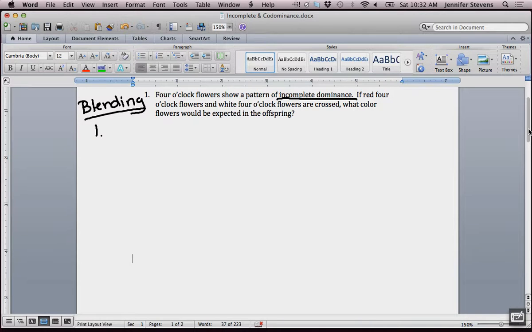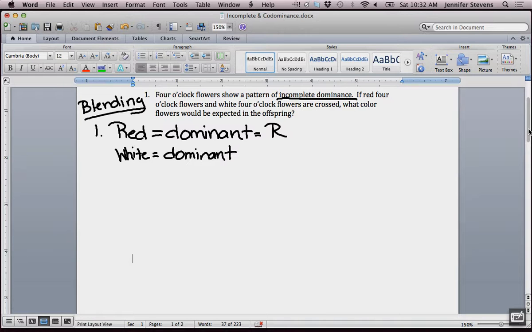So the first step was to identify our alleles. So we have red, which is dominant. Remember, in incomplete dominance, both of them are dominant, and so we would do that as capital letter R. White is also dominant. Now, because this isn't recessive, we don't use little r, we actually can use a different letter, in this case, W.